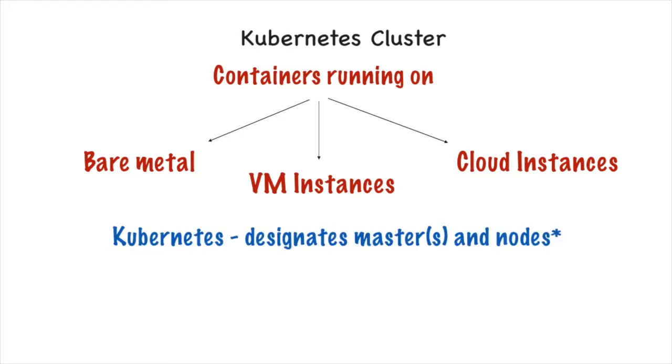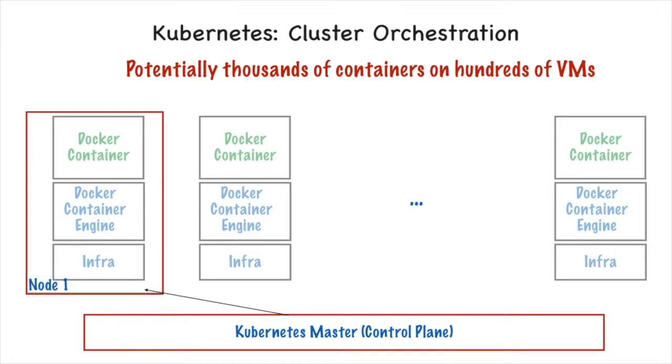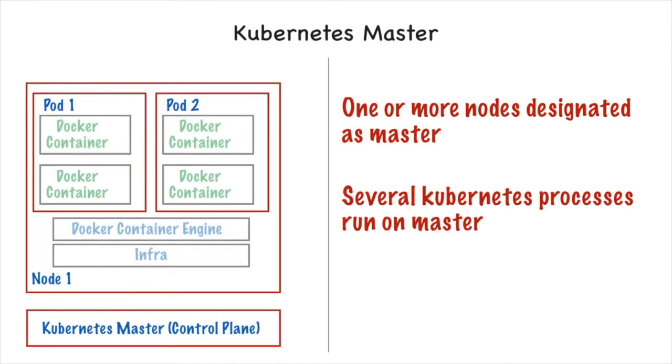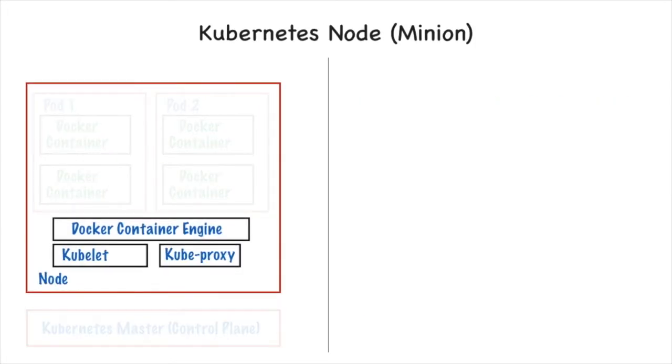We have already seen how Kubernetes will designate one or more of these instances as the masters. The master or the control plane will then consist of different processes. Let's now turn our attention to what happens on each of the individual nodes or the minions. Those are the remaining instances which do not run the control plane. Each of these instances again could be a VM or a physical machine depending on the nature of the cluster.